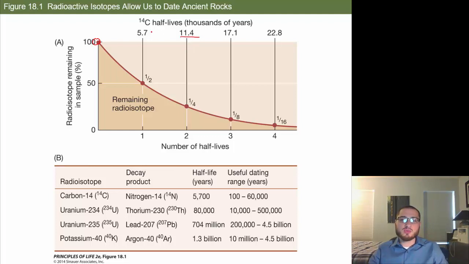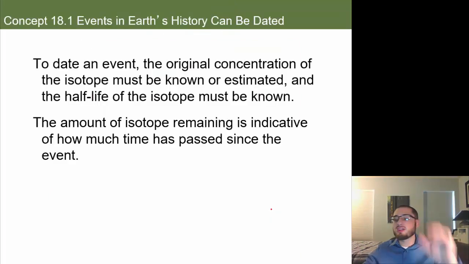So we can use this, and there are other isotopes. Carbon-14 is used for knowing how old things are in the thousands of years range. But there are other ones: potassium-40 is used for 10 million to 4.5 billion years, and uranium-234 for 10,000 to 500,000 years. So we use different radioisotopes to understand how old something is, depending on about how old it is, or whether we're looking at something more recent or much older.